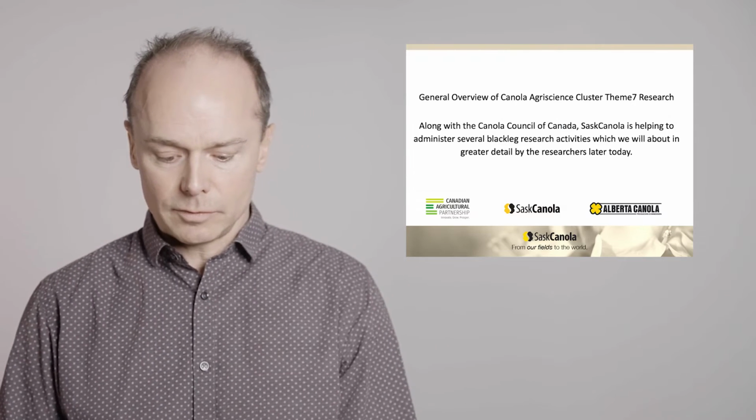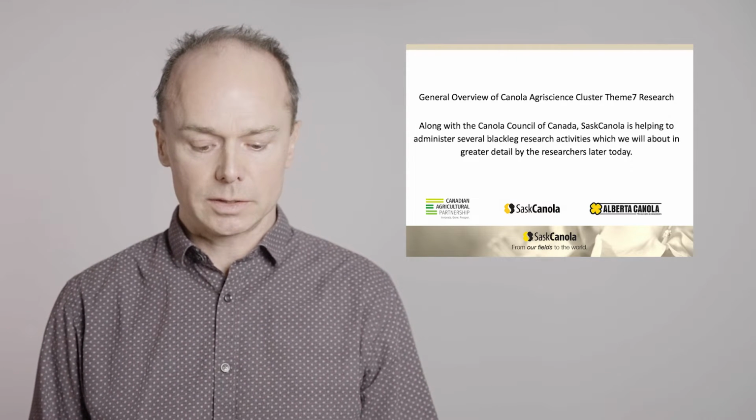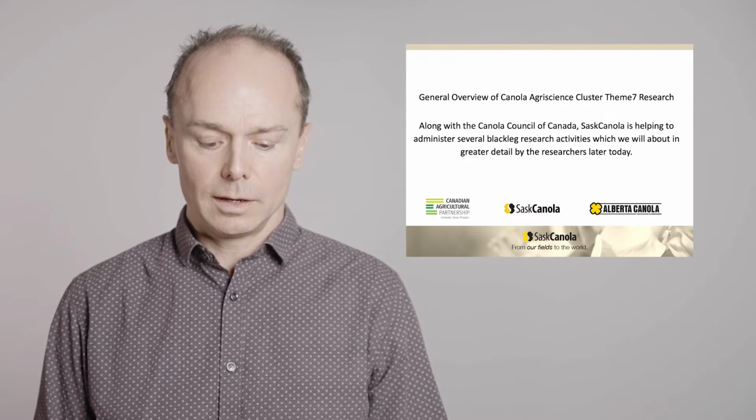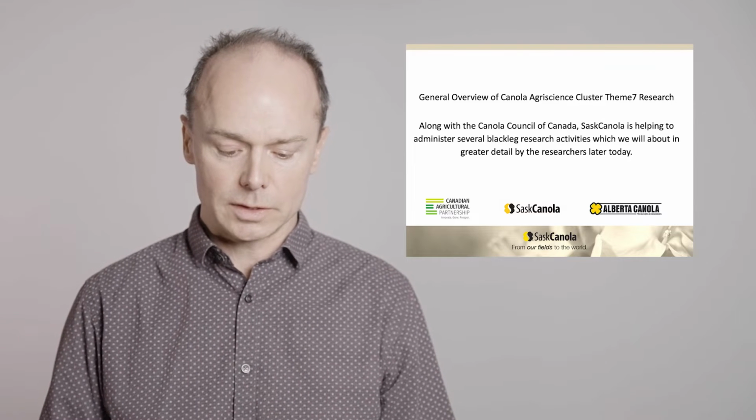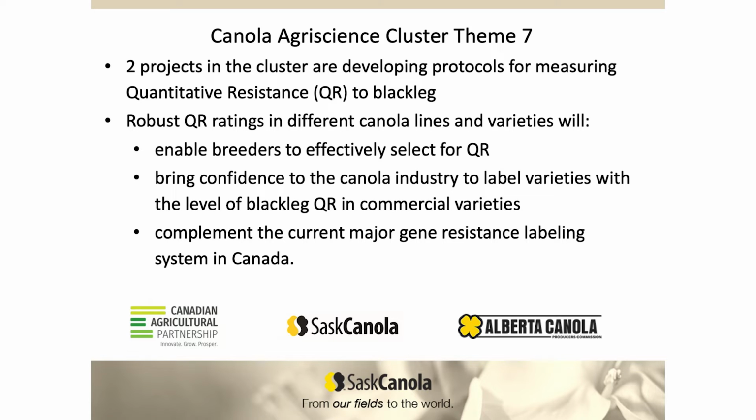Today, I will give a brief overview of the Blackleg research topics in the Canola Agri-Science Cluster that is part of the Canadian Agricultural Partnership Program. The Canola Council of Canada and SAS Canola are administering Theme 7 of this cluster, which has several Blackleg and verticillium projects. There are 2 projects in the canola cluster that are working on developing protocols to measure quantitative resistance to blackleg in canola. And being able to put a number on the level of QR will enable breeders to more effectively screen for QR in the breeding programs.